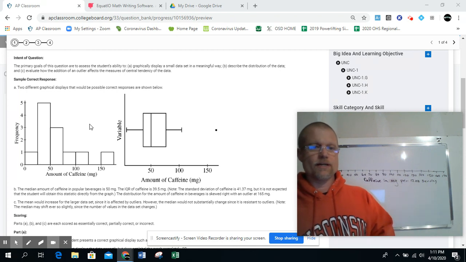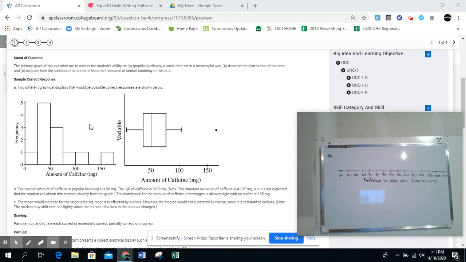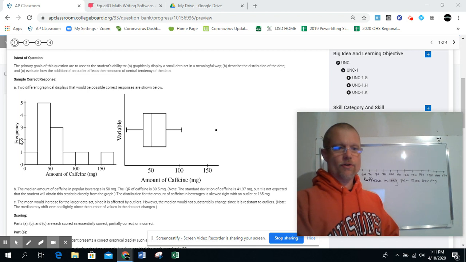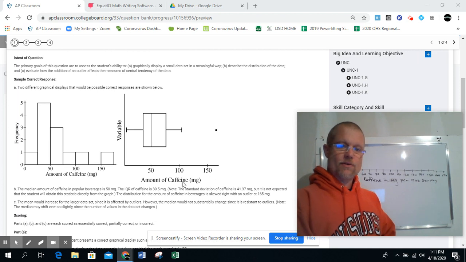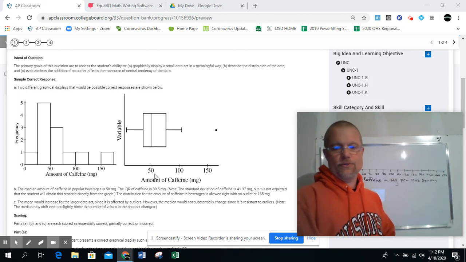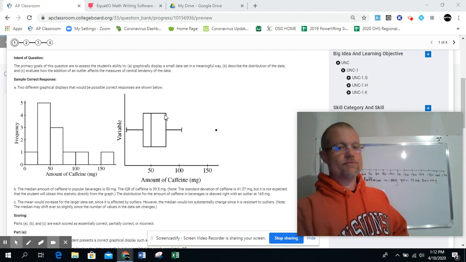I guess it's better than me just putting it up there. All right, so that's probably faster. If you notice, they have amount of caffeine again, and they have frequency labeled. If you do a histogram, this is frequency or relative frequency over here, and this is amount of caffeine here. If we had 2 box plots, we'd have to say, here's box plot 1, this is for sample 1, and here's sample 2. If you're comparing them, you could say here are soft drinks and here are energy drinks, or something like that. Okay.